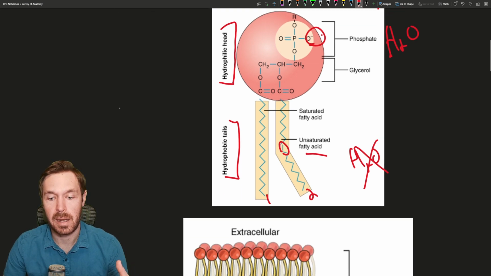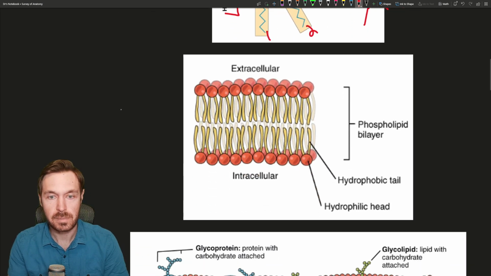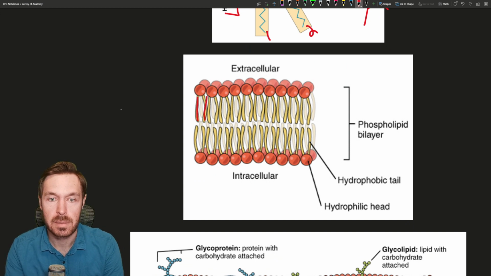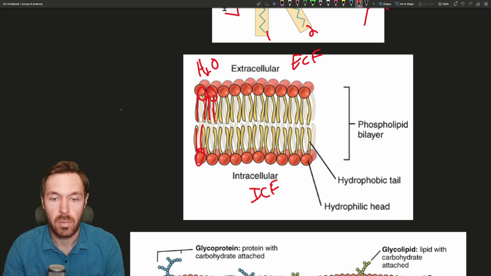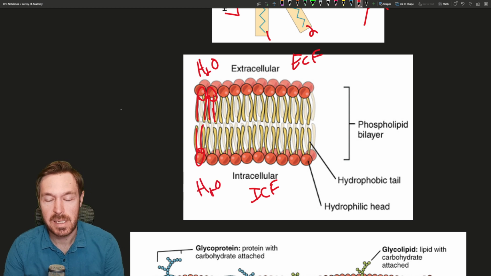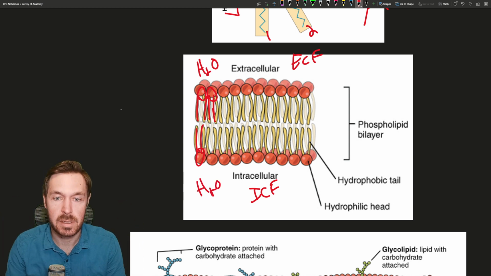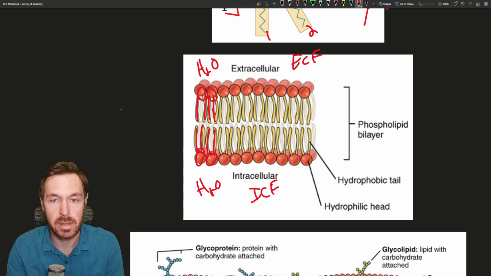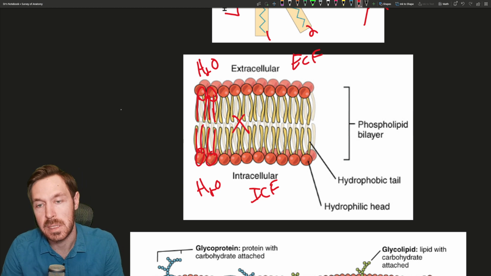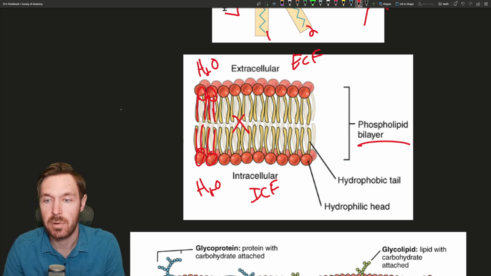They form this bilayer where the tails are facing inwards and the heads are on the outside and inside. So out here's the extracellular fluid and here's the intracellular fluid, or the ICF. So you have water outside, water inside the cell, and the tails turn because they're repelled away from that water, where the heads are attracted to the water, so you don't have any water inside. And it forms this phospholipid bilayer.